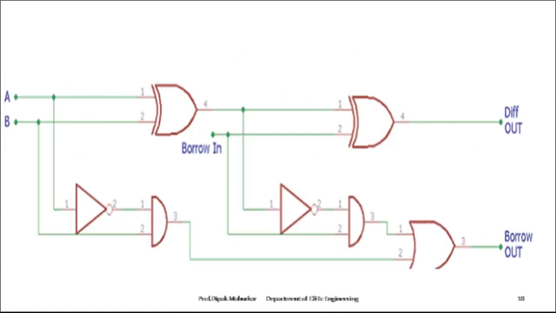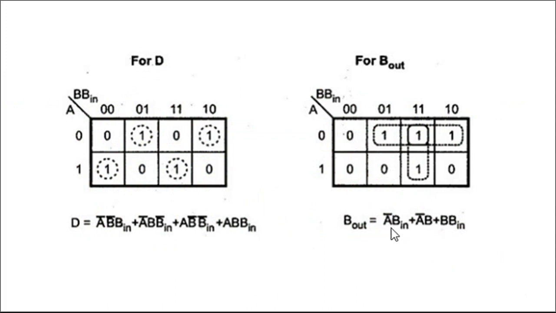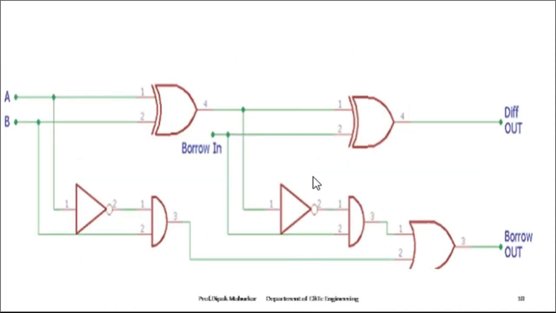After that, your next step is to draw the logic diagram. See now in this logic diagram, first we have the three input variables A, B, B in, and two outputs. One is difference and the second is B out. So according to this, we can utilize different logic gates with A, B, B in, giving difference and borrow, and we construct such a simple logic circuit.